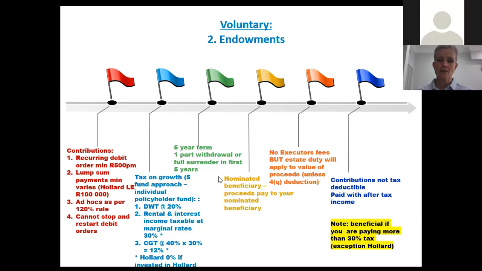Next, we come to the tax on the growth. So it's under the 5 fund approach. It falls under the individual policyholder fund, which means, and this is where the tax thing comes in, where everybody thinks that your proceeds from an endowment are tax-free. They're not. They're paid over on your behalf by the insurer to SARS, but it is at a preferential rate. So the individual policyholder fund pays dividends withholding tax at 20%, which is the same. It pays rental and interest income tax at a marginal rate of 30%. So the person who would benefit from an endowment would be an individual who pays more than 30% marginal tax rate. Anyone who's under 30%, potentially this might not be the right product for you.